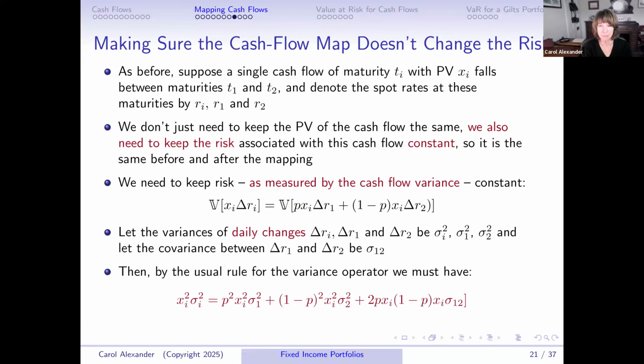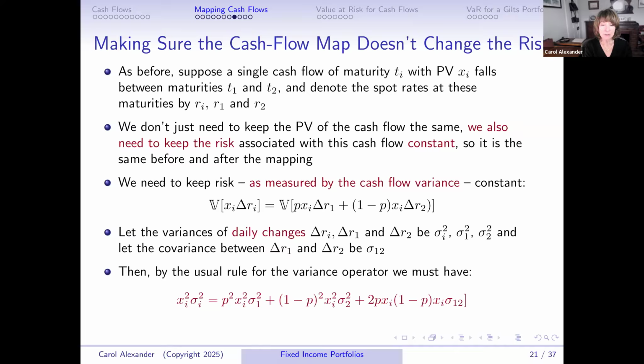As with the present value constant mapping, any proportion P of the single cash flow at maturity Ti with present value Xi can be mapped to the two immediately adjacent vertices T1 and T2. It doesn't matter what P is, the present value is unchanged. And as before, the spot rates at these maturities are Ri for the spot rate at Ti, R1 for the spot rate at maturity T1, and R2 for the spot rate at maturity T2.